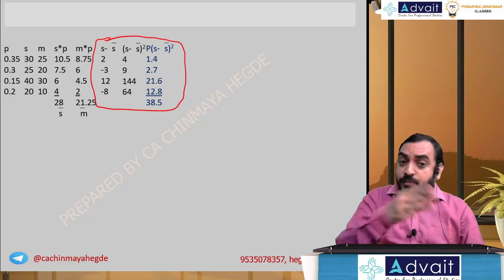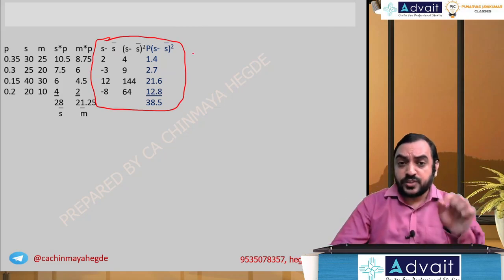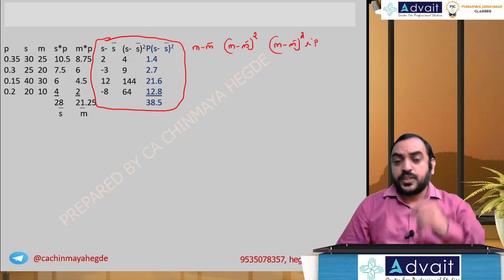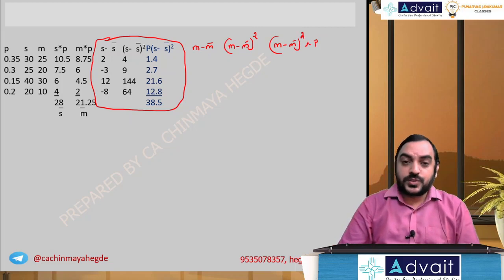Can you repeat the same three columns for market? I'll give you time, you do it. M minus M bar, M minus M bar whole square, then M minus M bar whole square multiplied by P. So please prepare these three columns.